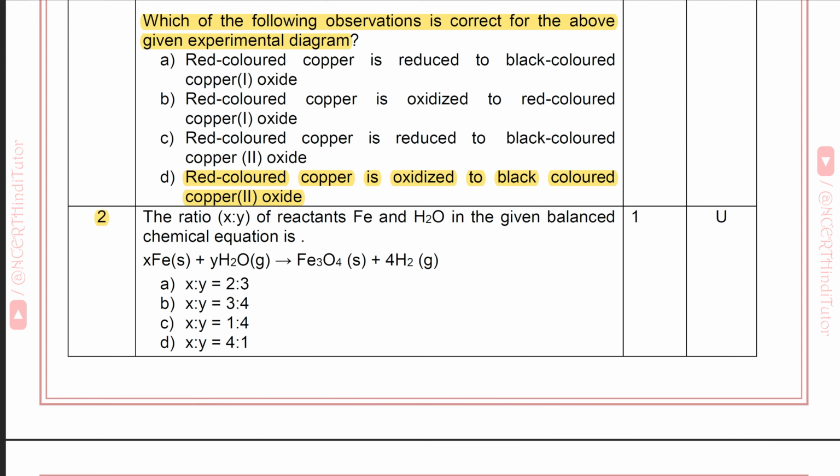Question 2. The ratio X is to Y of reactants Fe and H2O, that is iron and water, in the given balanced chemical equation is X Fe solid plus Y H2O gas gives Fe3O4 solid plus 4 H2 gas. Answer B. X is to Y is equal to 3 is to 4. So here comes 3Fe plus 4H2O gives Fe3O4 plus 4H2.